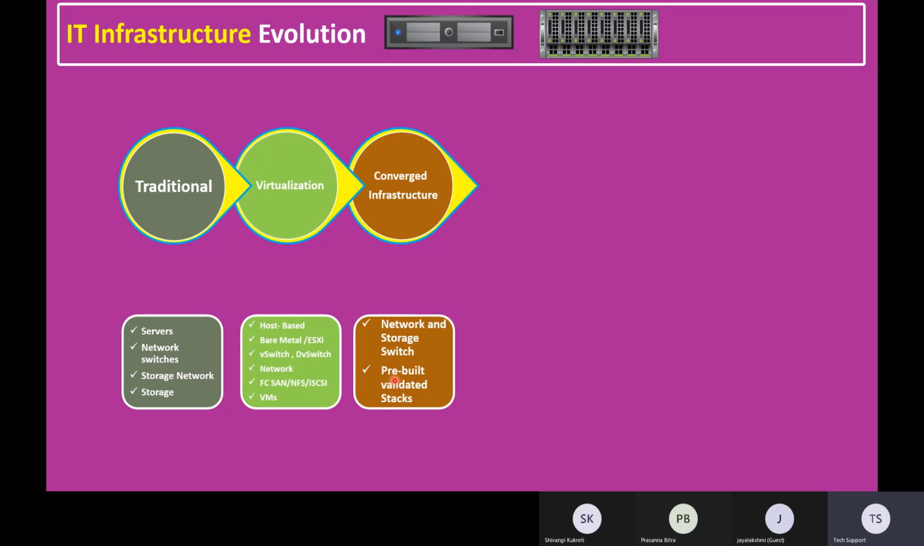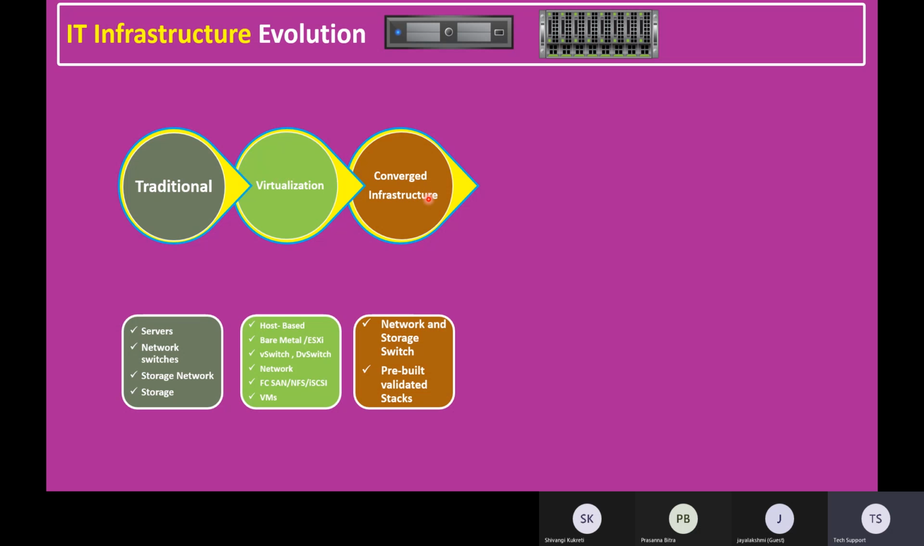And there are some scenarios in converged infrastructure, pre-built validated stacks. Even some third-party vendors, while purchasing the server itself, it will come with a converged infrastructure. Like the server, it also comes with additional network or additional storage. We mainly have three equipments in our infrastructure: server, network, storage. If you converge any two items, that is nothing but a converged infrastructure. So that is also one of the IT evolutions.